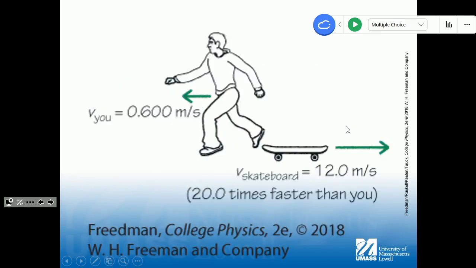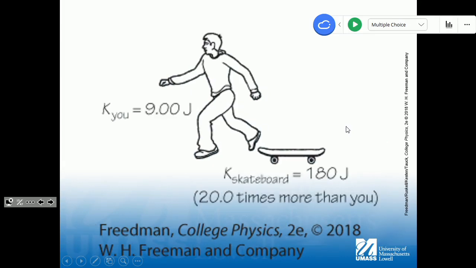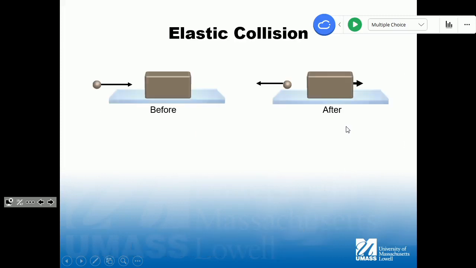So the speed of the skateboard is 20 times as much, because the mass of the skateboard is 1/20th the mass of the person in this case. Meanwhile, the kinetic energy is 20 times more than the kinetic energy of the person. Right? Okay.